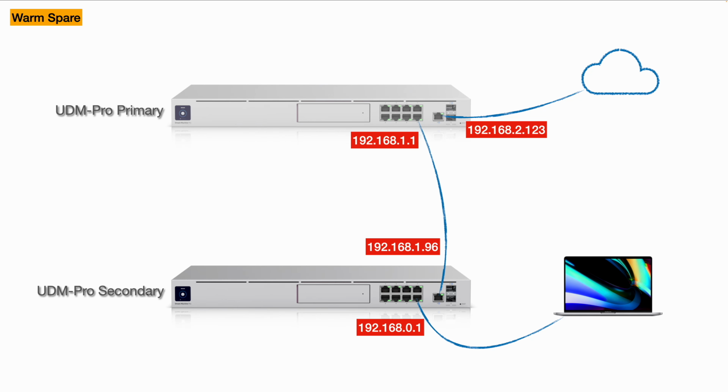Ubiquiti calls the secondary UDM Pro, the shadow mode UDM Pro, a warm spare. Warm means you need to have it powered on. Spare means it's not really doing anything.